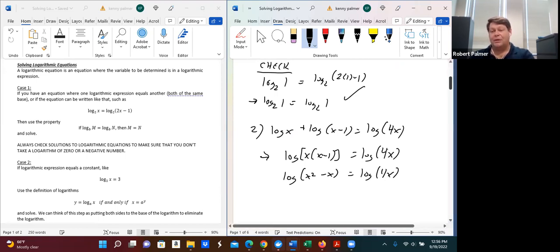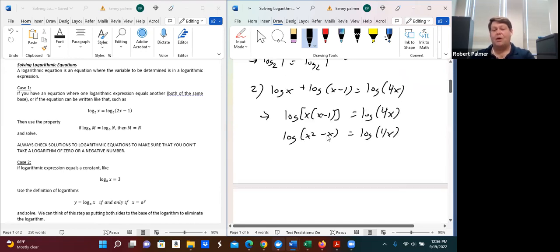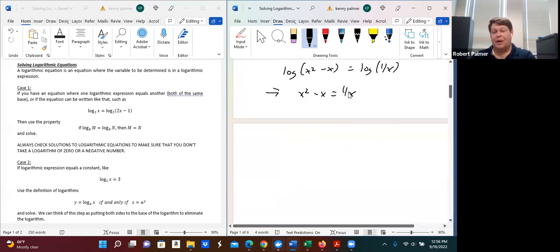Okay, now it is in that form we want. Log of something equals the log of something else. So now what we can do is we can say then that x squared minus x has to equal 4x. Now, hopefully you recognize this is a quadratic equation. And so the best thing to do with a quadratic equation is to get one side equals 0. So I'll make the right side equal to 0. So I'm going to subtract 4x on both sides. This will become then x squared minus 5x equals 0.